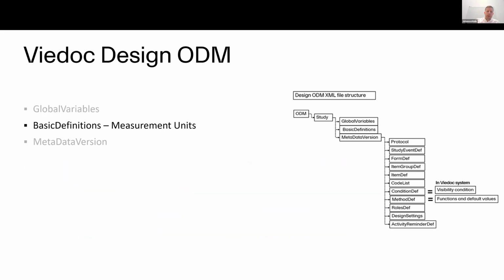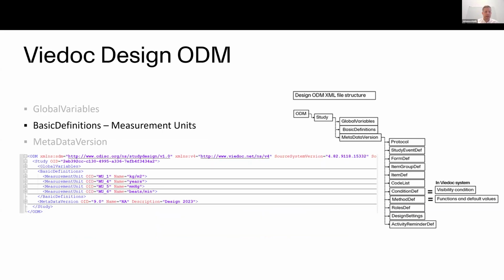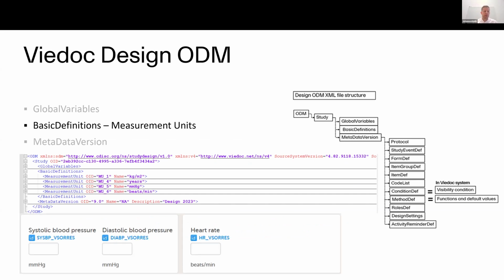If I move on with basic definitions, it's short and sweet. It's measurement units. Again, they can span across multiple design versions. You will have an OID for that measurement unit, and you will have the actual label. And this would correspond to what you use in Designer for the pre-built unit features. So if you're using the one where you can see on the bottom of the page here within Designer, then it's written in the ODM to the basic definitions part, to the measurement units.